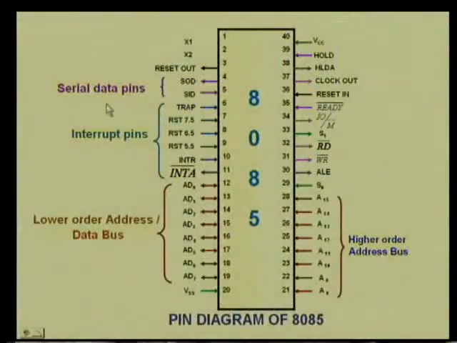Now, let us see the pin diagram of the 8085 microprocessor. 8085 is a 40 pin IC which is available in dual in line package. So, now let us see, here it is a 40 pin IC, 1 to 20 and 21 to 40 pins.